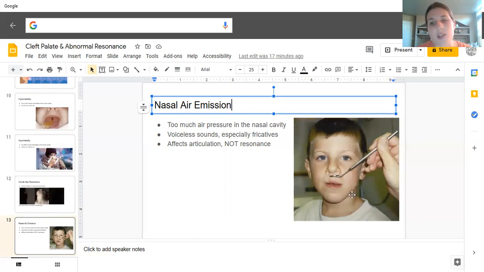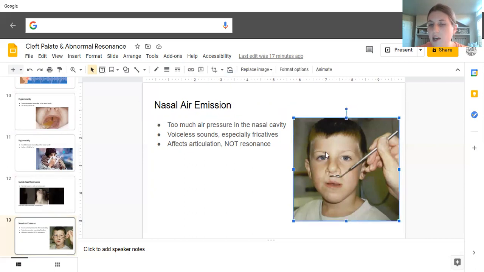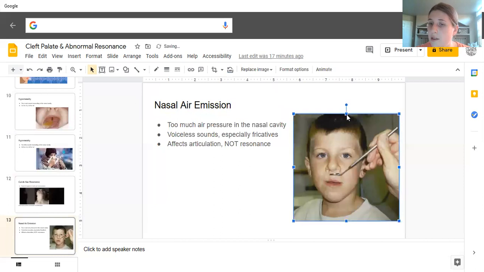And I'm not talking about assessment really in this lecture, but you can see here, this clinician is providing the child with a mirror test. And you can see here that if they do have nasal air emission, it will fog up this little mirror right here. So I thought that would be interesting to share.